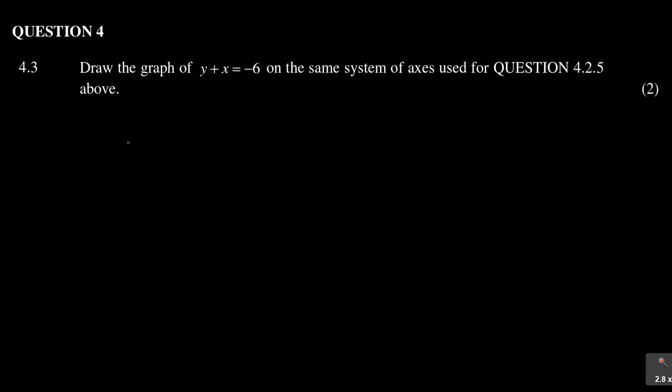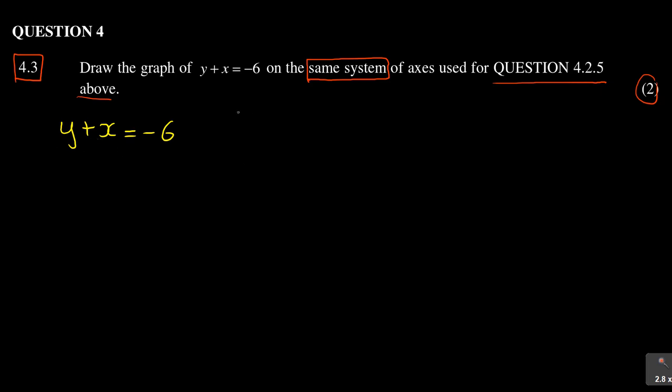And then the next question now says draw the graph. Oh, we're looking at 4.3 now, still continuing, is 2 marks. It says draw the graph of y plus x is equal to minus 6 on the same system of axes used in question 4.2.5, that is the previous question above. So here I'm given this graph, y plus x is equal to minus 6, but this is not the way you can write this graph, but it's still fine.